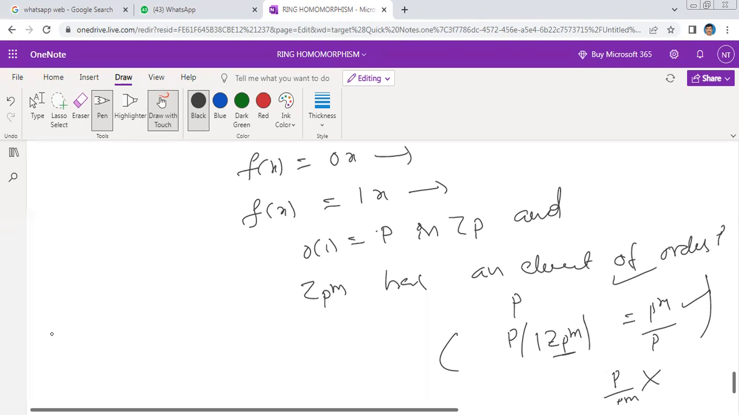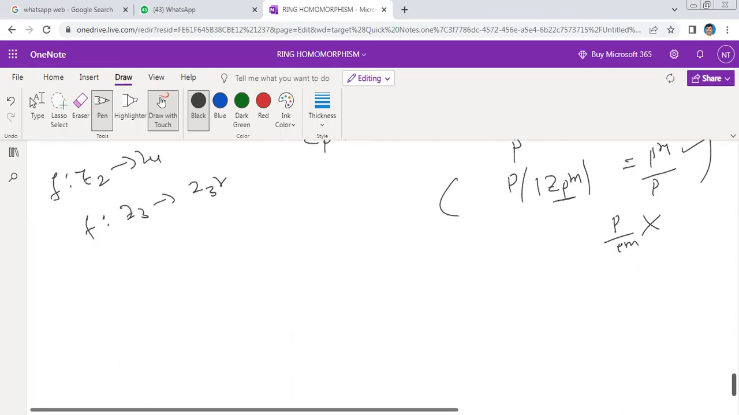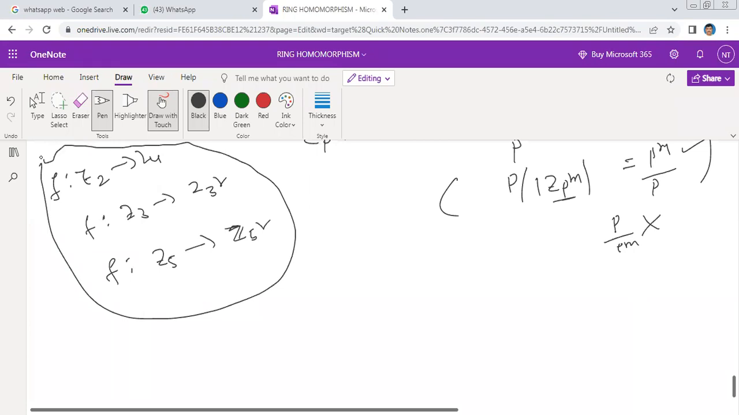Take the same example: f is a mapping from Z_2 to Z_4. Take f as a mapping from Z_3 to Z_3 squared. You may check these as homework. Z_5 to Z_5 squared. How many ring homomorphisms are possible?